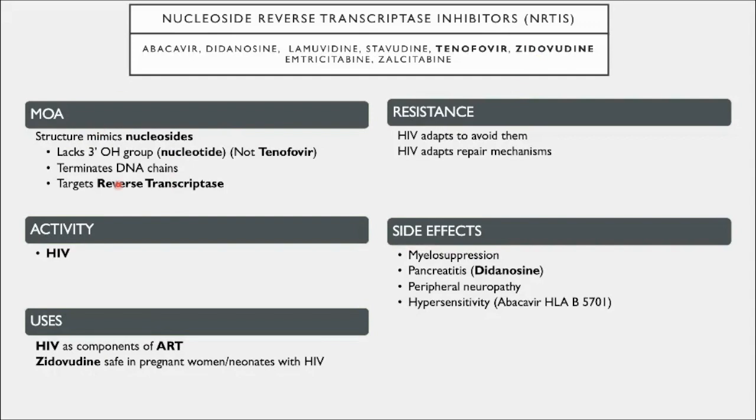But they mimic nucleosides, which means they don't have that 3' hydroxyl group, which would make them a nucleotide. Tenofovir is the exception to this. This one does actually have that hydroxyl group. But they, much like acyclovir, will target cells with reverse transcriptase and insert themselves into the chain, causing an early chain termination.